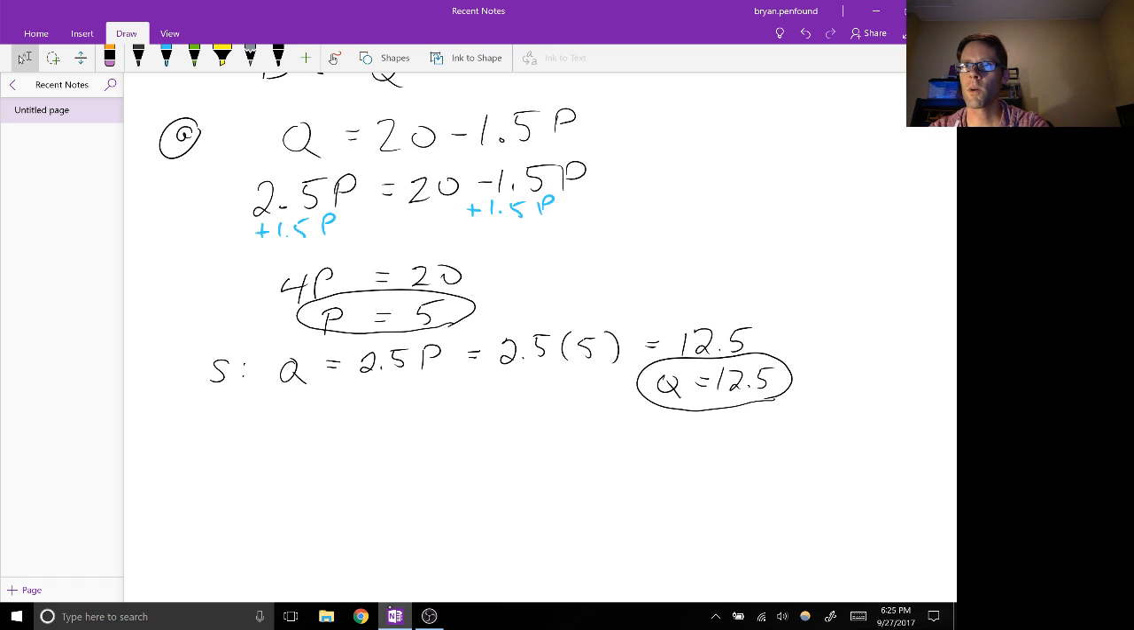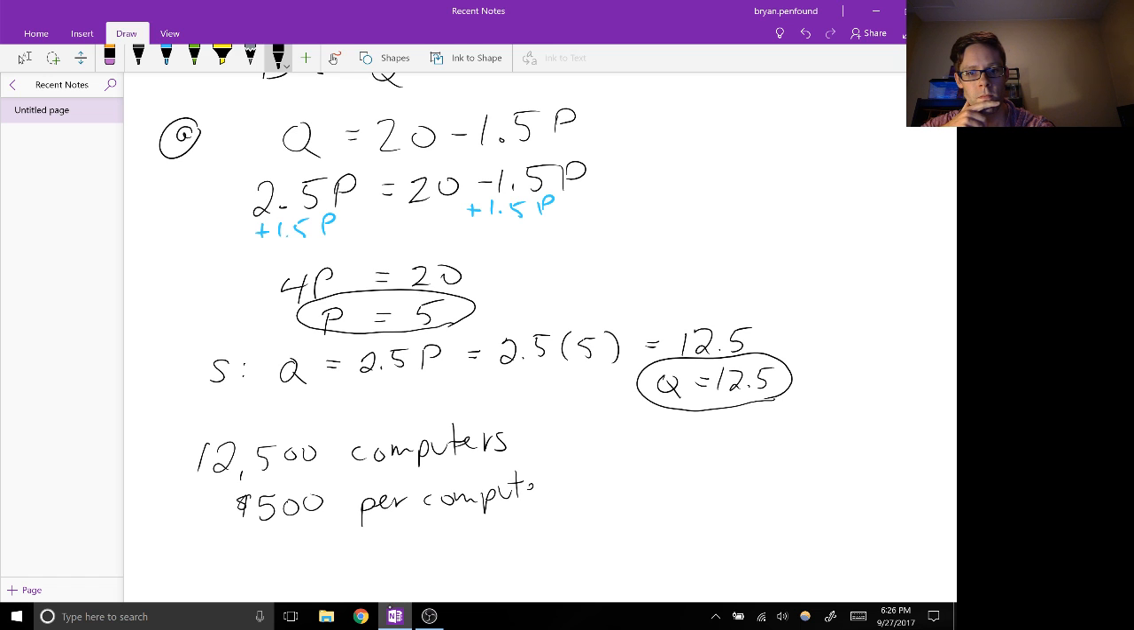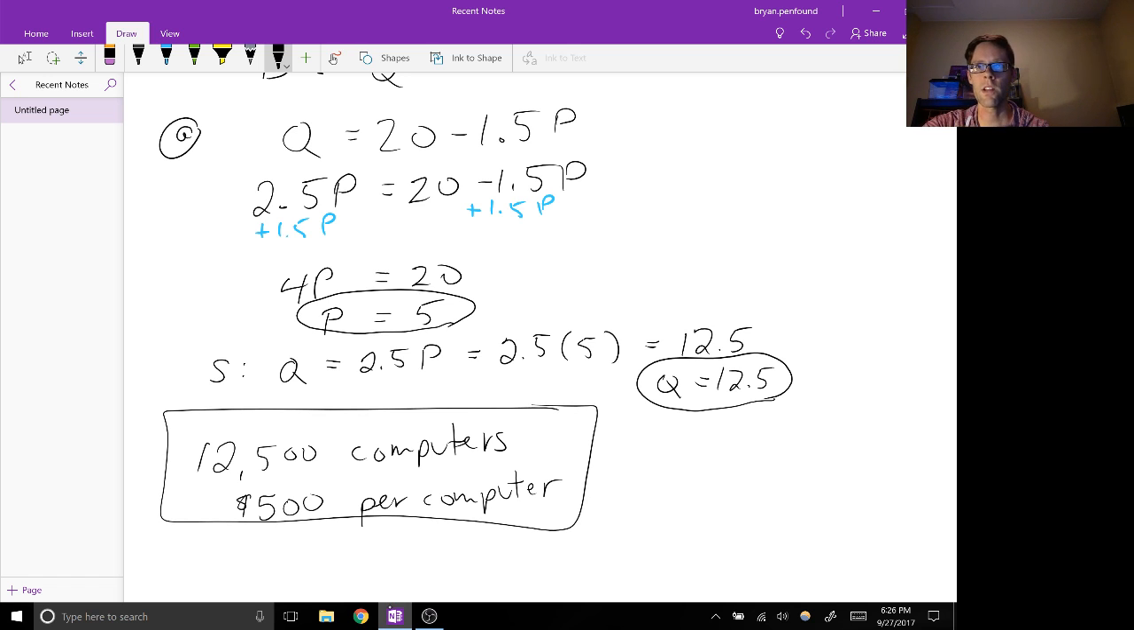I just need to go back to the question to figure out what Q and P are in units. Q is thousands of computers, so we're going to make 12,500 computers. It's going to be the quantity of computers in our economy. And we have prices in hundreds of dollars, so the price per computer is going to be $500. Okay, so that's what our equilibrium point is telling us in this particular case.